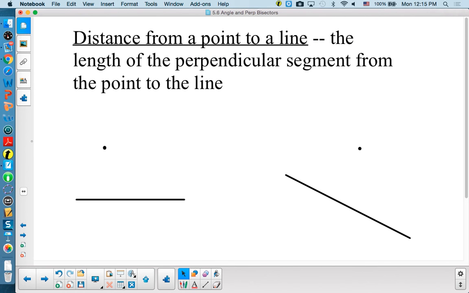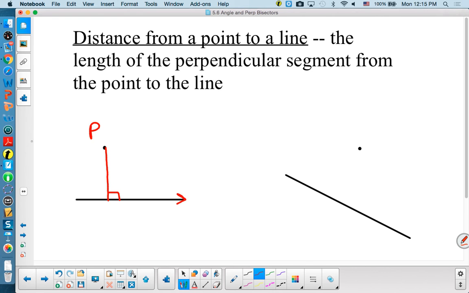Okay, the next part is distance from a point to a line. It's the length of the perpendicular segment from the point to the line. So again, pause so that you can write down the notes. Then here are my sketches. From point P to this line, I would have to go perpendicular. That is the distance, or the length of that would be the distance from P to that line.